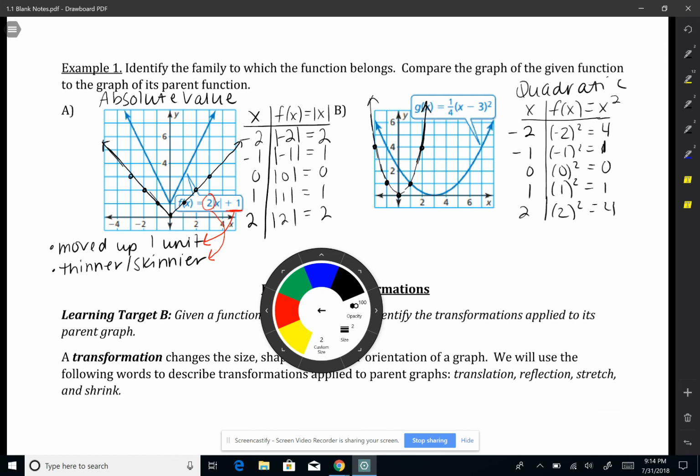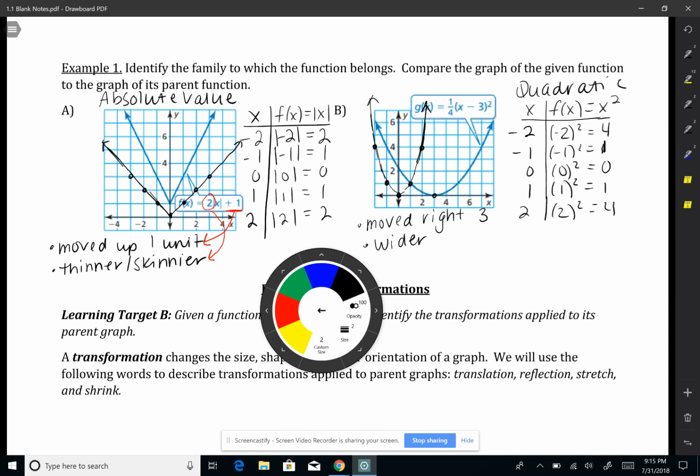The first thing I notice is that my transform graph's vertex has moved to 3, 0. So it appears that we have shifted or moved right 3. Okay, this also appears to be much wider. And that's thinking horizontally. You could also think like maybe it got smushed down or something.